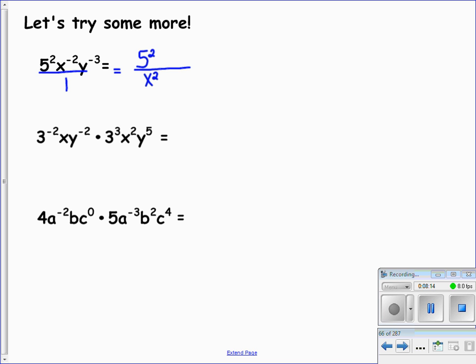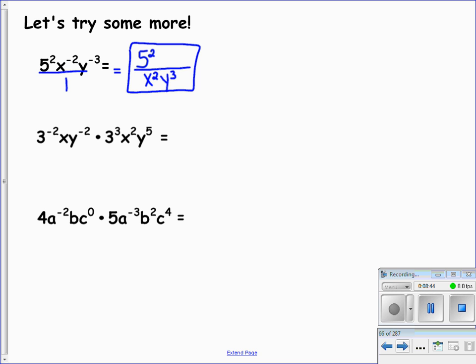Y to the negative 3rd power, he's in the numerator. Again, negative exponent. Let's take the reciprocal, put him in the denominator. So my final answer here is going to be 5 squared divided by x squared y cubed. Let's take one more. Now I am multiplying a monomial times a monomial. I don't have any powers to a power, so I can take each base separately.